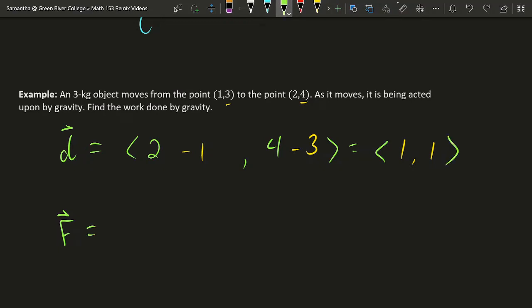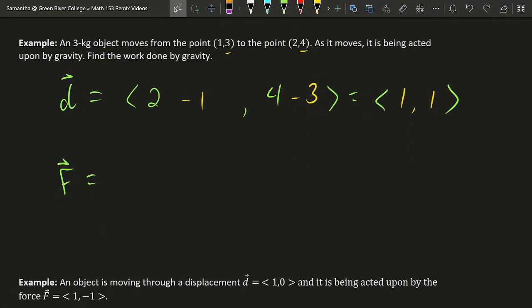Now what about the gravitational force here? The gravitational force upon a 1 kilogram object is going to act straight downward, and it's going to have a magnitude of the mass times the acceleration. As a result, I know that the force vector will be equal to (0, -9.81 times 3), since we have an acceleration with a magnitude of negative 9.81 close to Earth, and we have an object with a mass of 3 units. So let's quickly get a decimal approximation here.